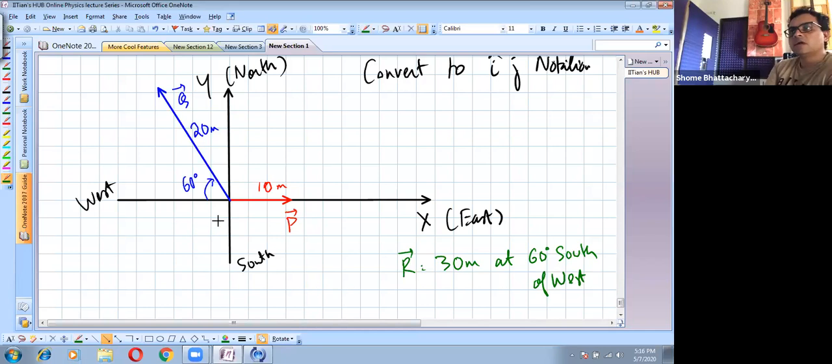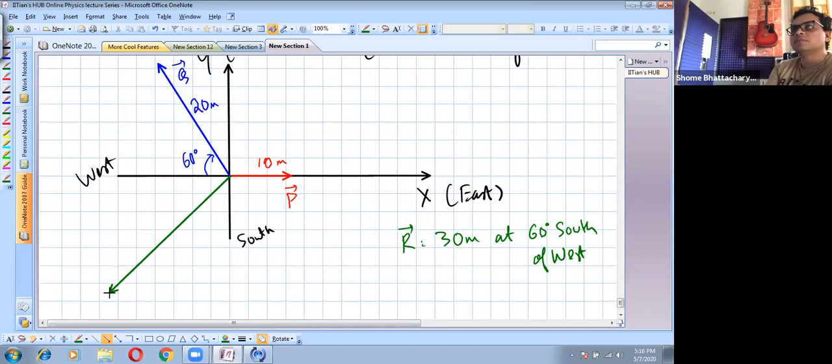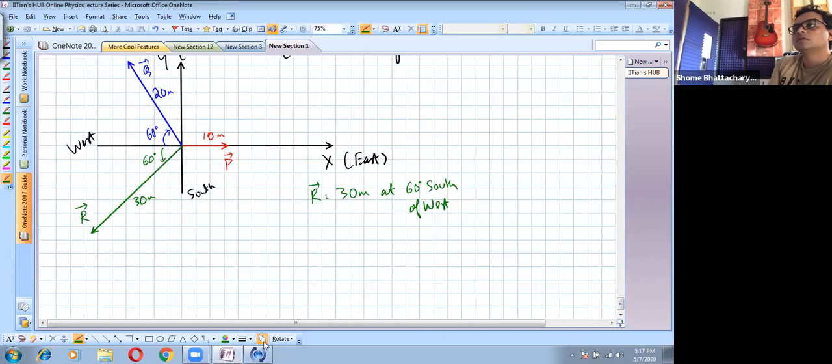So you will see that the vector R should be somewhere here. South of west should be like this, and it should be a little bit longer because it's 30 in magnitude. So just in the interest of accuracy, it should look like this, 30 meters in length. But more importantly, this angle will be 60 degrees. Okay. Now the next step, so you've drawn the diagram. That's done. Now I want you to convert all this into component form. So convert to components.